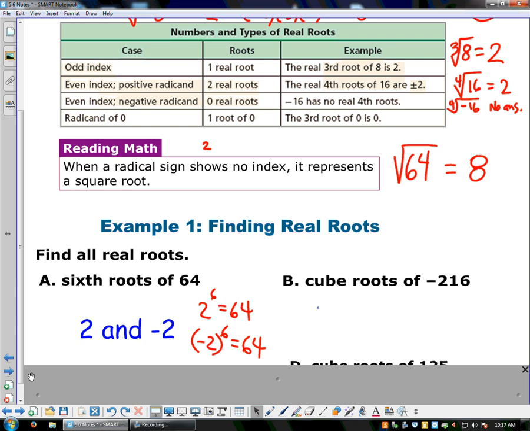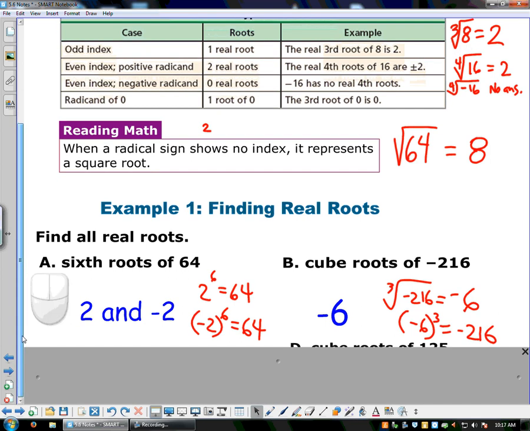Cube roots of -216. Well, the cube root of -216, there's only one possible answer, and that's -6. Why is the cube root of -216 equal to -6? Because -6, when raised to the third power, gives you -216. Check it on your handy sheet of powers.